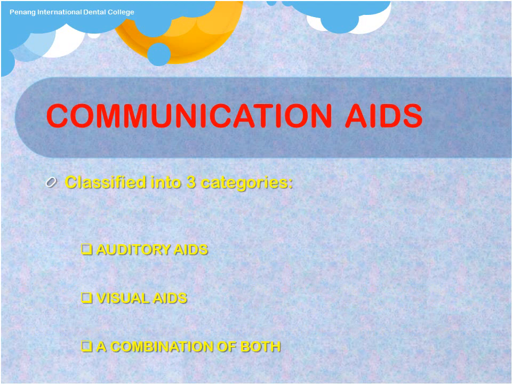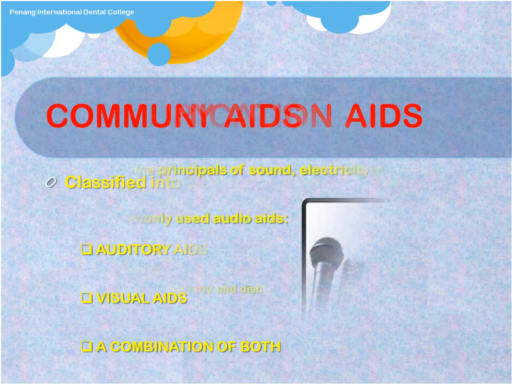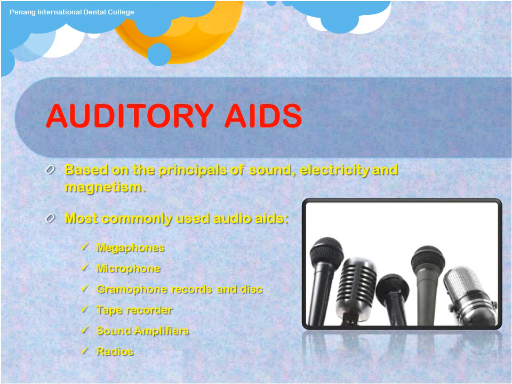Coming to your communication aids, you can have either auditory, you can have visual, or you can have a combination of both. So right now we are actually having a combination of the auditory, that is the voice which you can hear, which is my voice, and the visual, that is the slides of the presentation. Your auditory aids are based on the principles of sound. The most common examples are the radios, the microphones, gramophones, tape recorders.